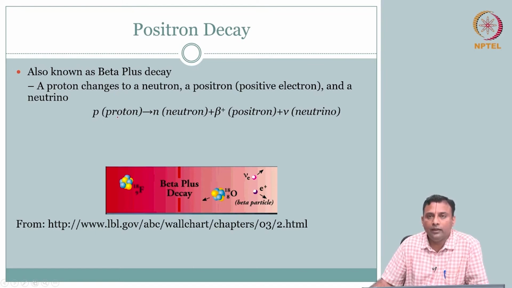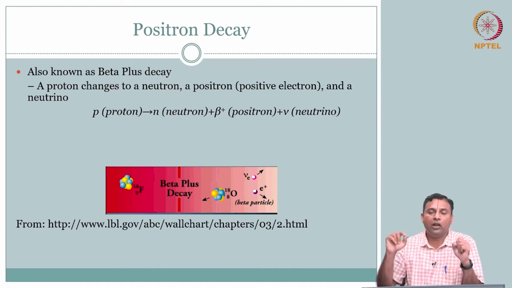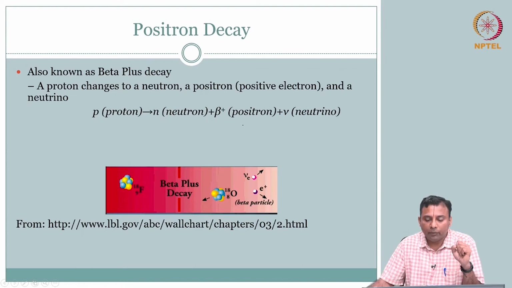So this rearrangement is the key to make sure that they move along the line of stability. A proton gets converted to a neutron, and in the process it sends out a positron and a neutrino. So here also, what do you notice? It's a beta decay. Beta decay can be beta plus or beta minus. In both, the idea is there is a rearrangement of neutrons and protons.